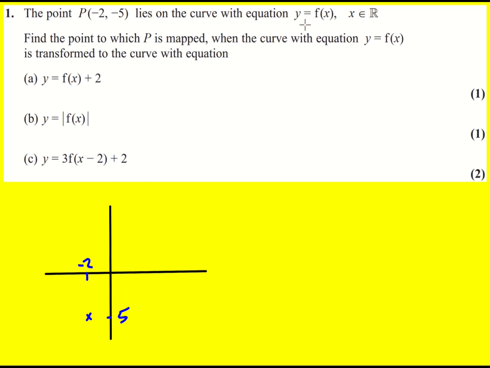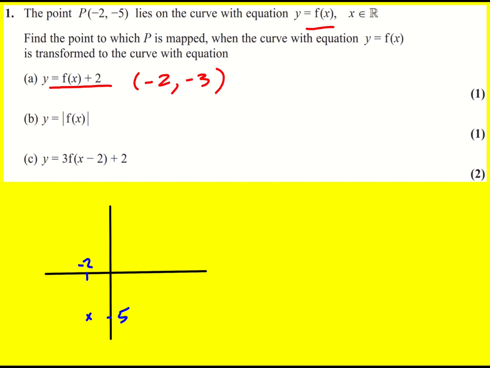So what happens when we have a function and then we transform it to f of x plus 2? It's actually a translation by 2 in the y direction. So essentially it's just going to move up by 2, but we say translation instead. And so the x value is going to stay the same as minus 2, but then we're going to add 2 to the y value, giving us minus 3, and that's our first answer.